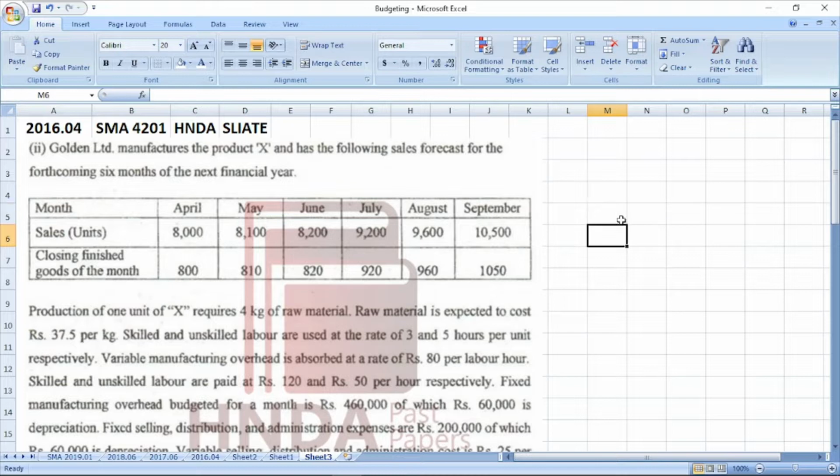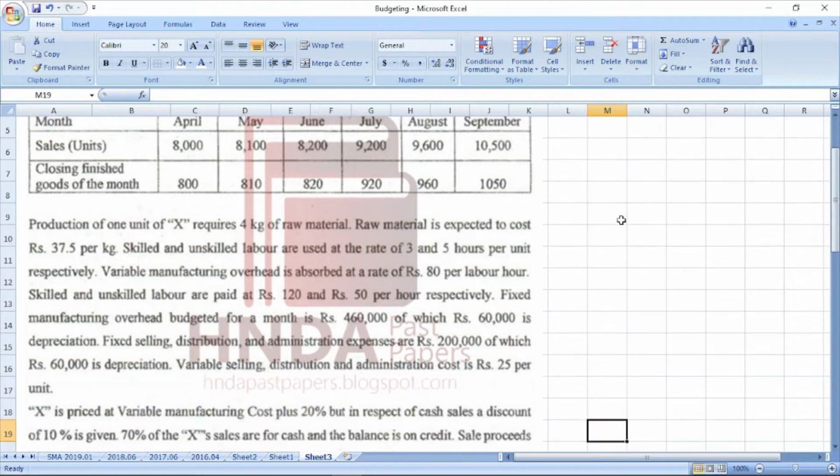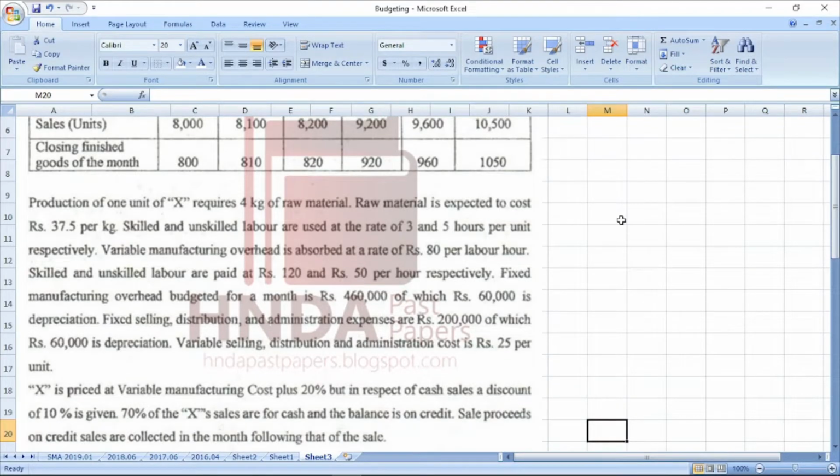The production of 1 unit of X requires four kilograms of raw material, expected to cost 37.5 rupees per kg. Skilled and unskilled labor are used at the rate of 3 and 5 hours per unit respectively. Variable manufacturing overhead is absorbed at the rate of 80 rupees per labor hour. Skilled and unskilled labor are paid at 120 rupees and 50 rupees per hour respectively.